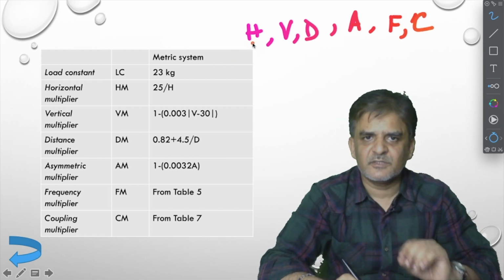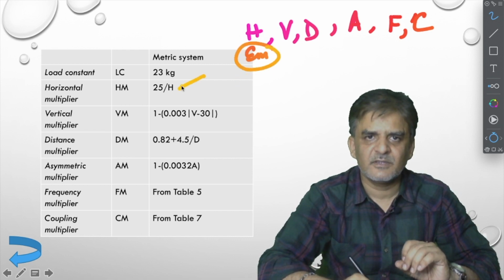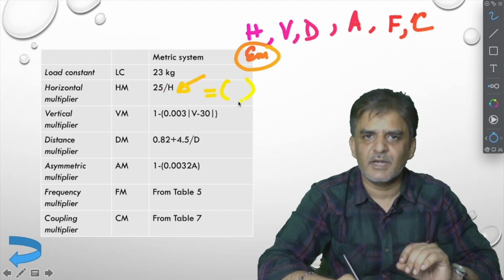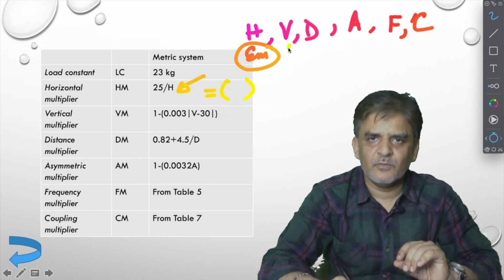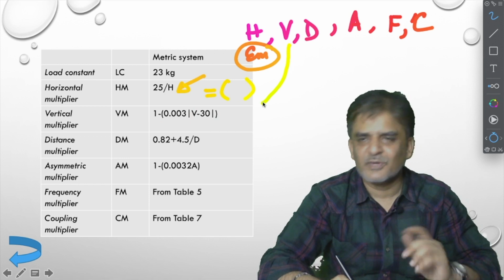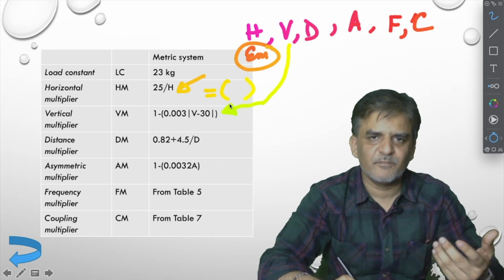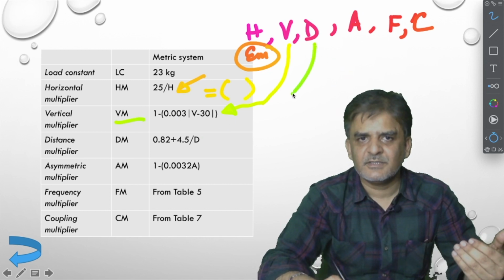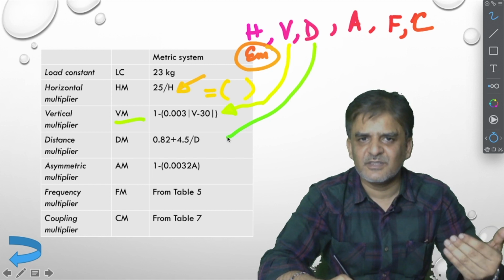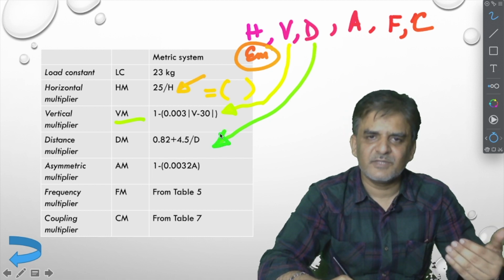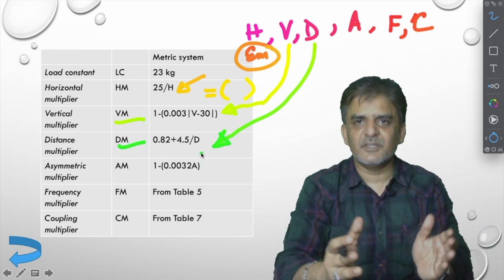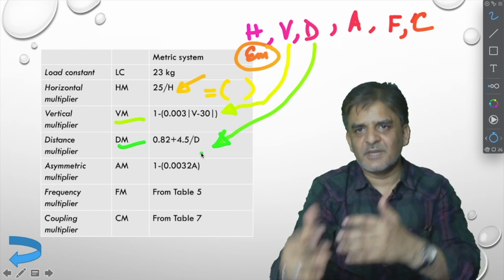Depending upon the distance which we have measured in centimeters, since we are talking about the metric system, we can put the value here. We will divide 25 by that particular value and we can get a multiplier over here. For vertical value, whatever we have, either 70 centimeters, 20 centimeters, 30 centimeters, we will put it in this formula and we can get the vertical multiplier. For distance, the difference between the height of origin and destination, we can put this value in centimeters here, and we can have the distance multiplier. For asymmetry, the angular deviation at origin as well as at the destination.